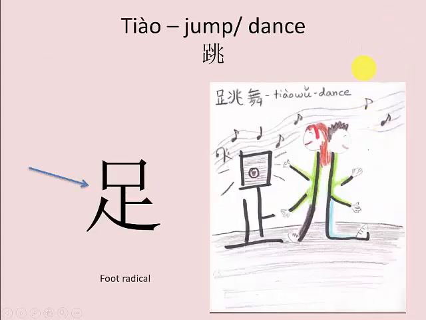The next character is Tiào, which is part of Tiào, to dance. Alone it means jump. It has the foot radical, because you use your feet to jump or dance. And then it has the sound, which I imagine as two people dancing back to back with their arms going up and down in one of those old-fashioned dances.